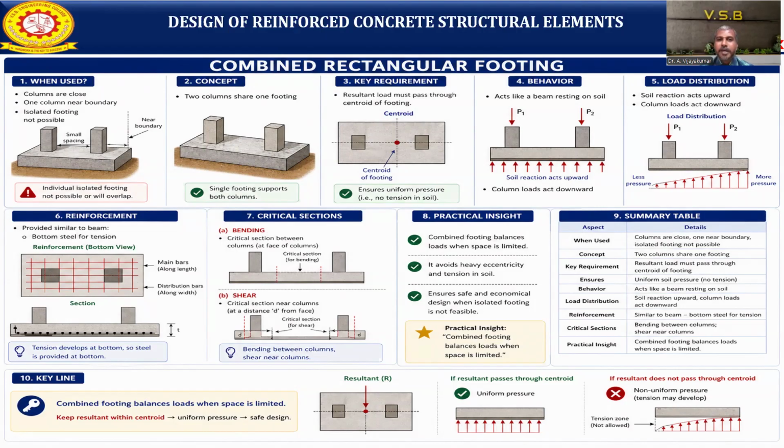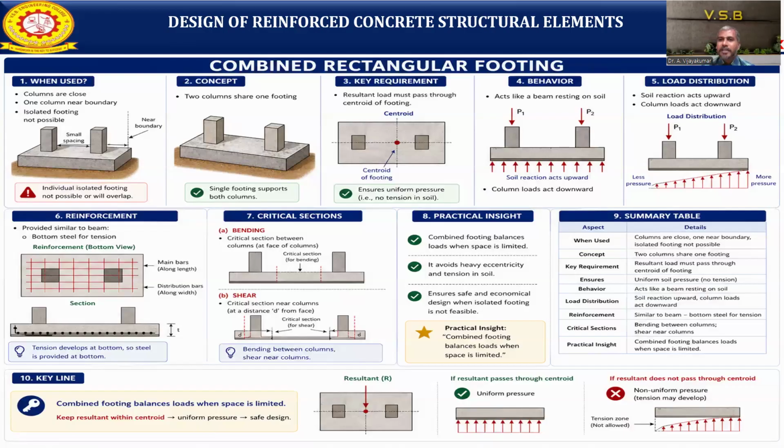So two columns share one footing. A single footing supporting both columns is a combined footing. The resultant load must pass through the centroid of the footing. That means the load between the two columns should act at the centroid of the footing. We ensure that the column and structure will be safe, with uniform pressure and no tension in the soil.